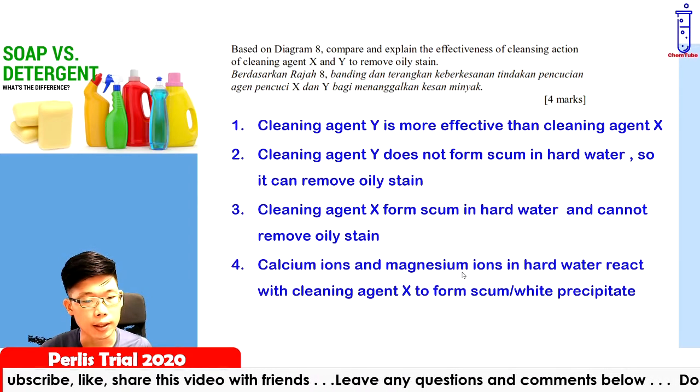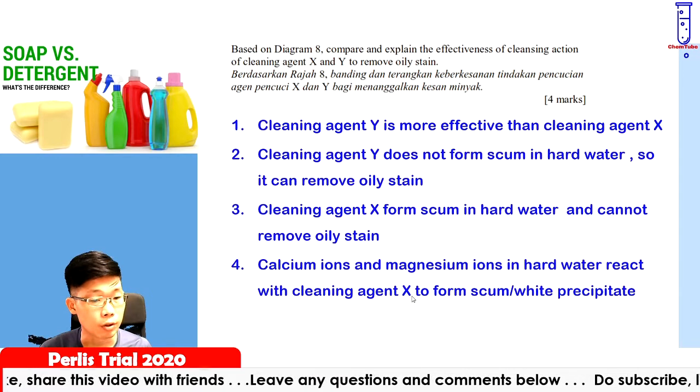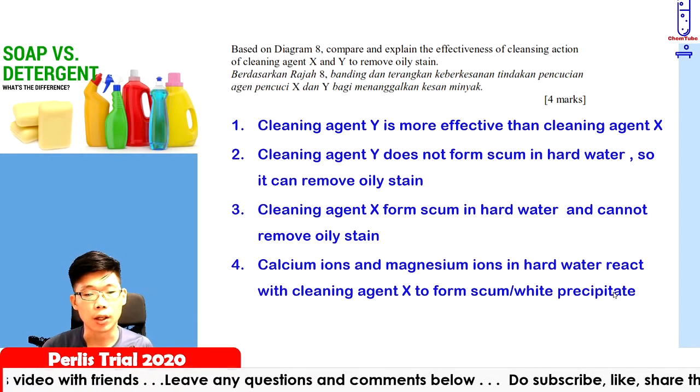Calcium ions and magnesium ions in the hot water react with cleaning agent X, which is a salt, to form the scum or white precipitate. Then it is not effective.